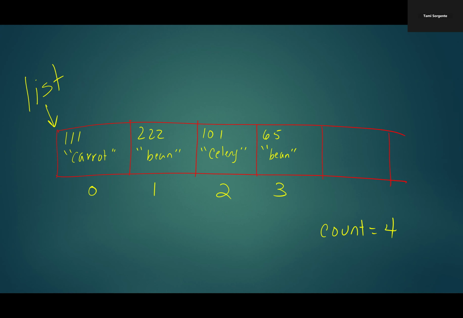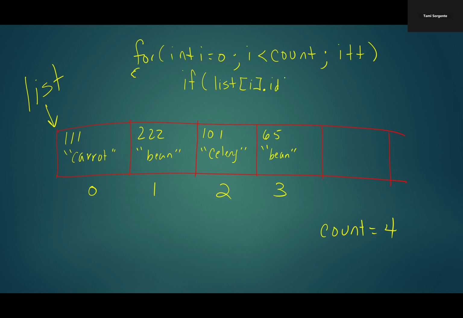So what we want to do is write a loop that's going to say for int I equals 0, I less than count, and we're going to go one by one through each one, I plus plus, and we're going to compare. We're going to say if list at index I dot ID equals the target ID. So target ID is going to be the target ID.